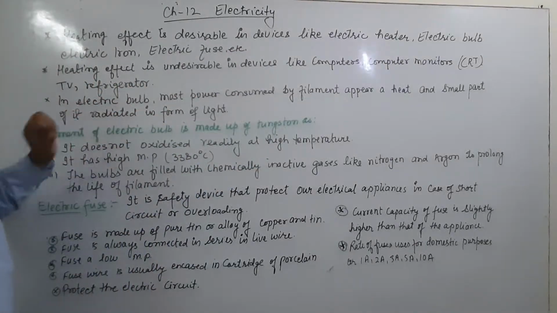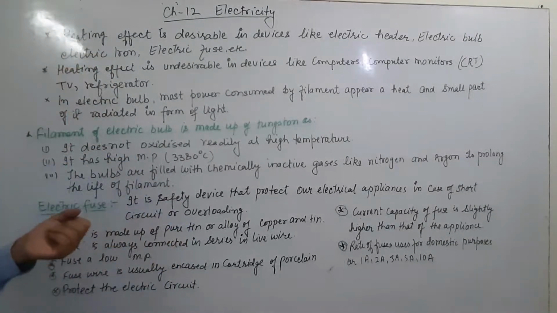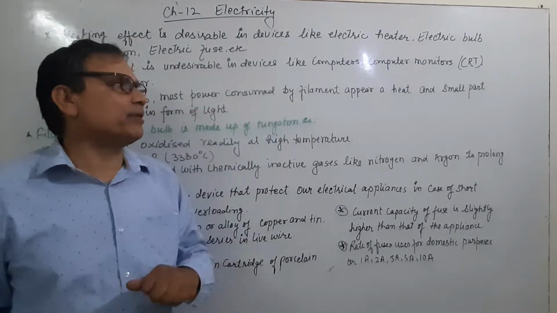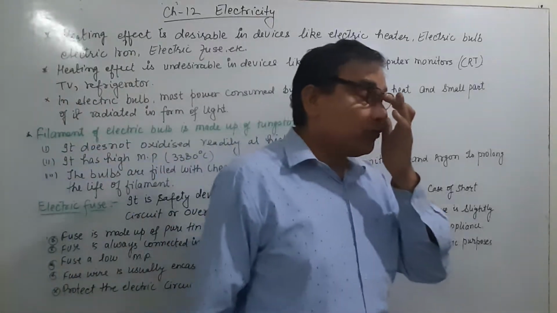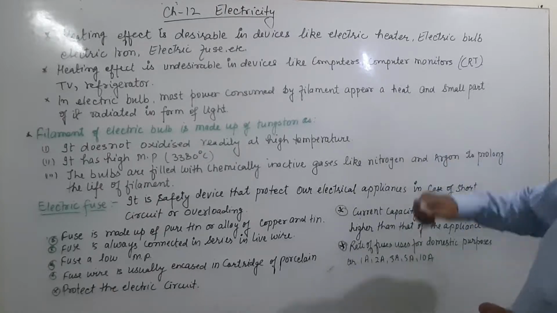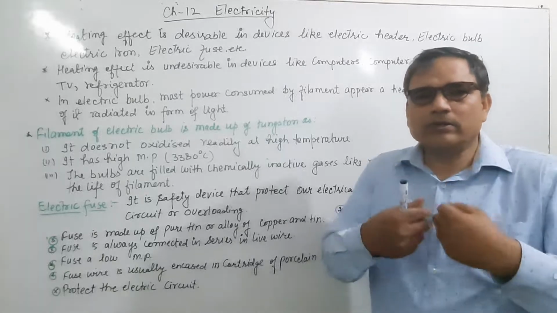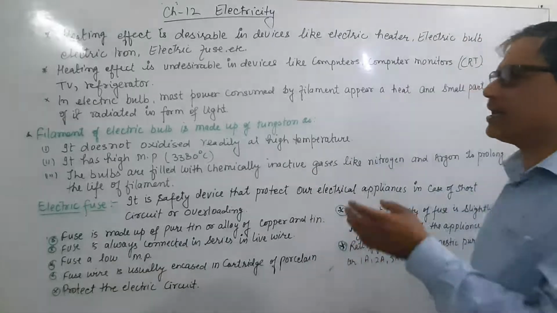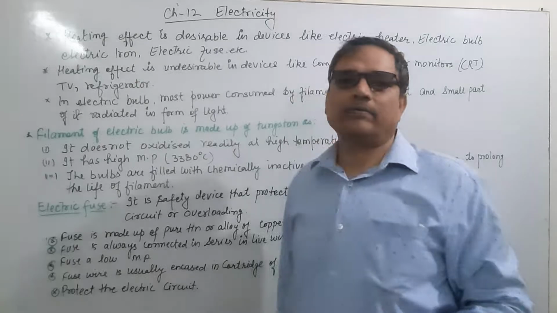And the electric bulb, which contains a filament. Most power is consumed by the filament. A large amount of power consumed by the filament appears as heat, but only a small part is radiated as light energy.